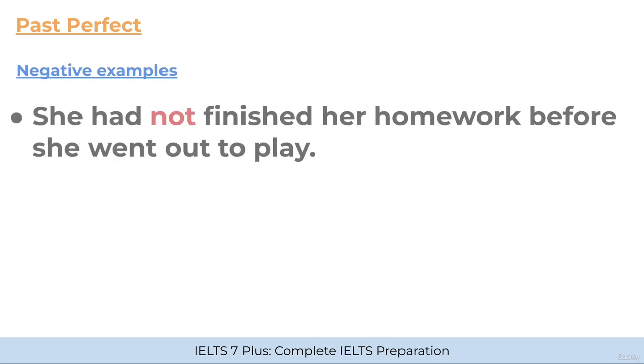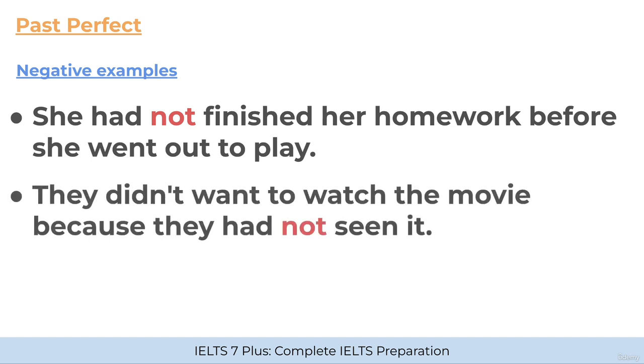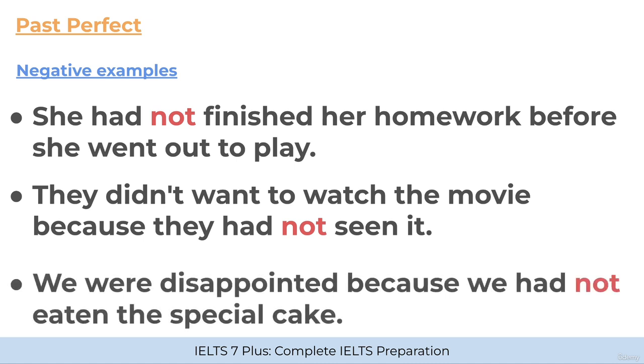For example, she had not finished her homework before she went out to play. They didn't want to watch the movie because they had not seen it. We were disappointed because we had not eaten the special cake. Okay, so a mixture of regular and irregular verbs here, all making that negative with that word not. So hopefully that makes sense with this one.